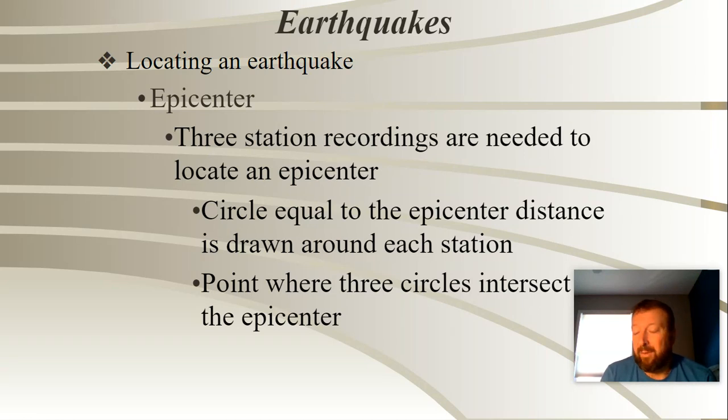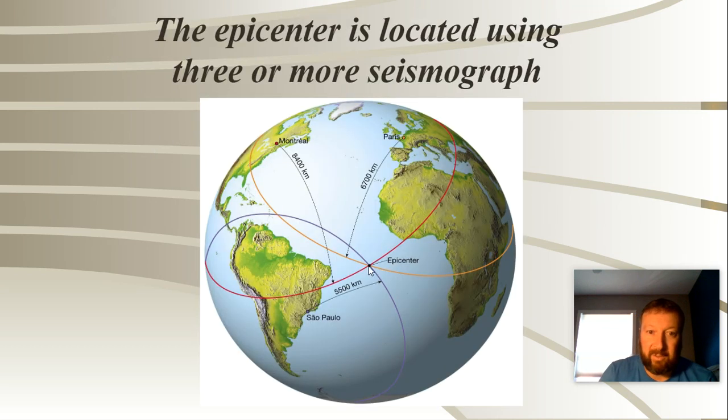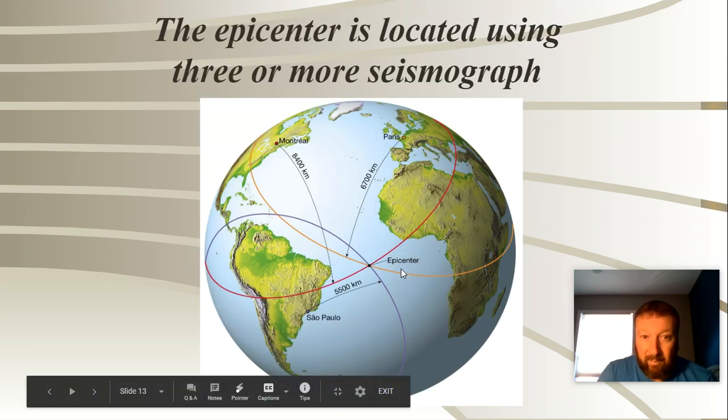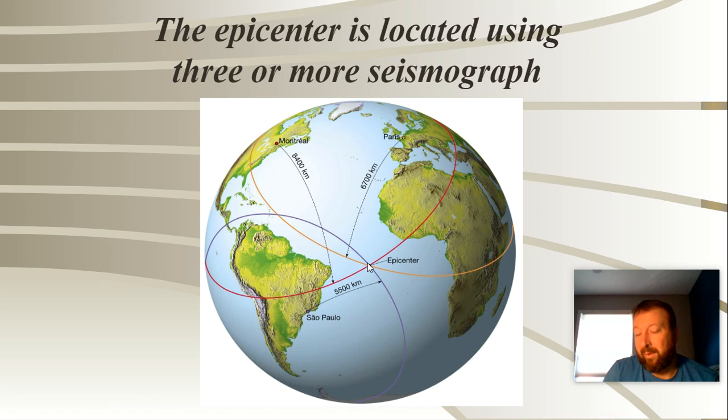It doesn't tell us in what direction. So what you end up doing is making a circle. When you draw all 3 circles together, where they all intersect is where the epicenter would be. Now, you could use 4 or 5 other seismographs, but you need at least 3 to be able to pinpoint it.